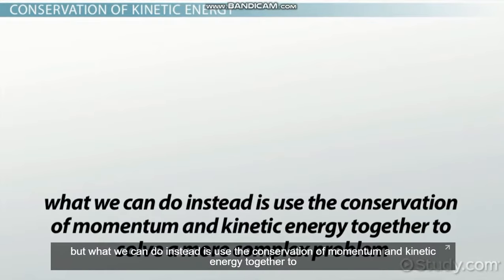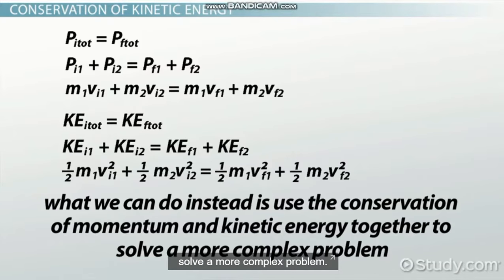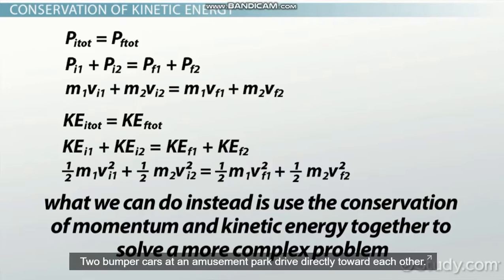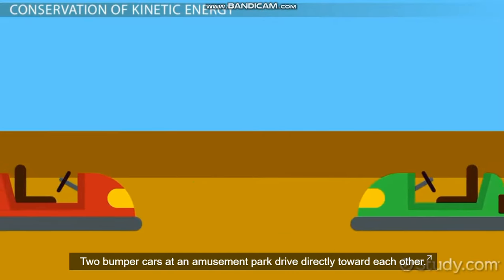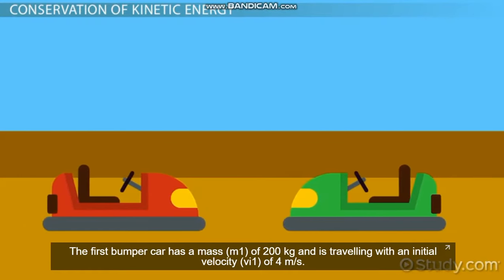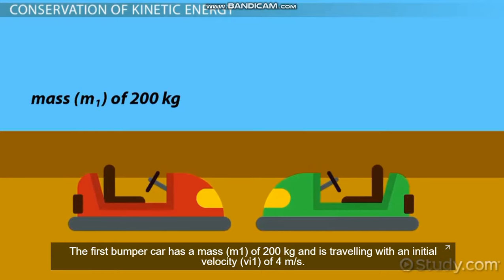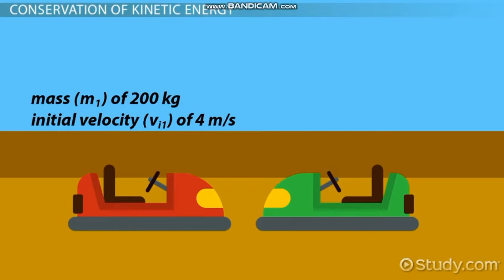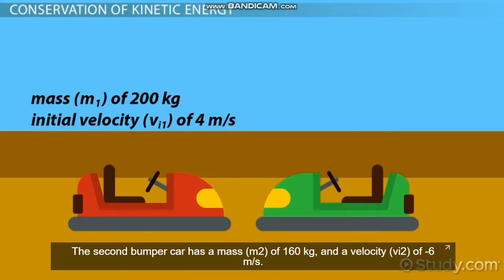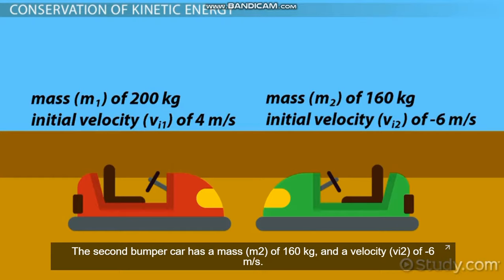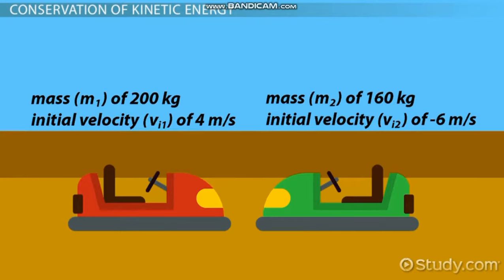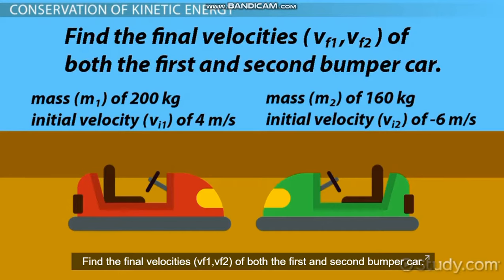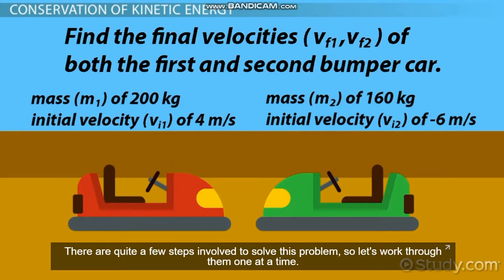But what we can do instead is use the conservation of momentum and kinetic energy together to solve a more complex problem. Two bumper cars at an amusement park drive directly toward each other. The first bumper car has a mass, or M1, of 200 kilograms, and is traveling with an initial velocity, or VI1, of 4 meters per second. The second bumper car has a mass, or M2, of 160 kilograms, and a velocity, VI2, of negative 6 meters per second. Find the final velocities, or VF1 and VF2, of both the first and second bumper car.